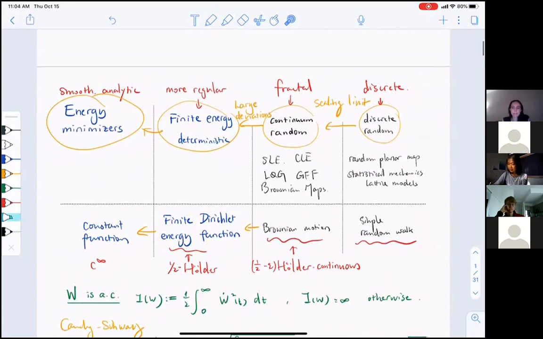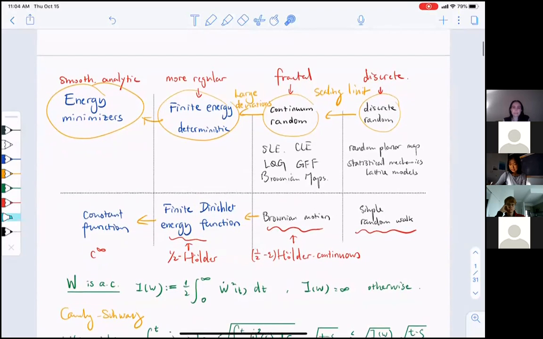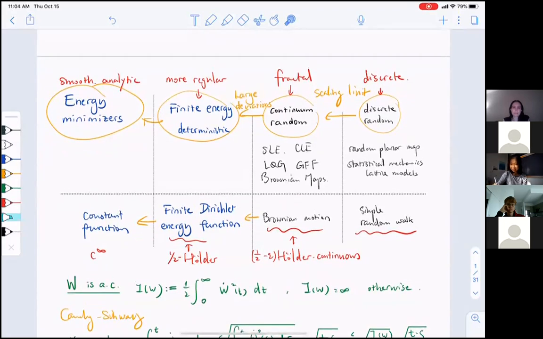And we can already see these different regularities. For Brownian motion, you know that they are Hölder continuous with exponent 1/2 minus epsilon for any arbitrary positive epsilon. But when you go to functions with finite Dirichlet energy, they're actually 1/2-Hölder. They're a bit more regular than Brownian motion. And if you take a minimizer, Dirichlet energy being 0 means that the derivative has to be 0. The function is constant. Then it's an analytic smooth function.